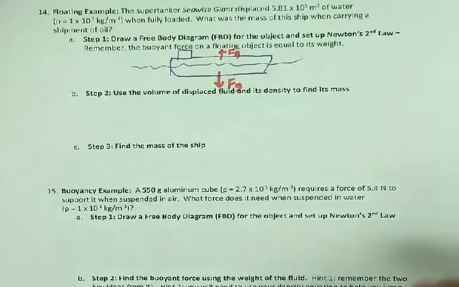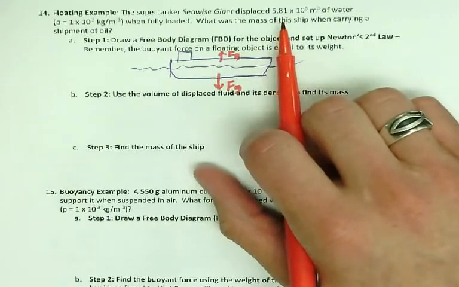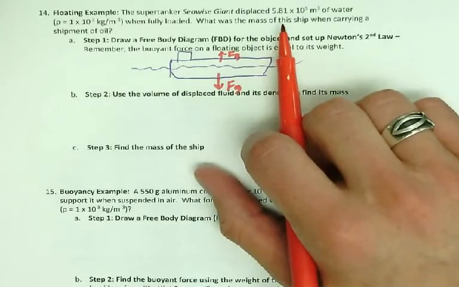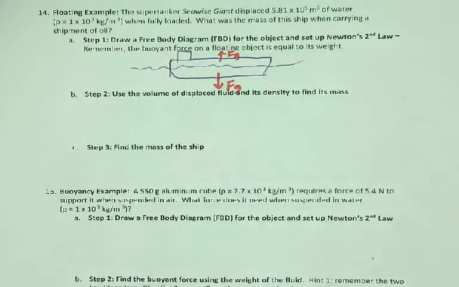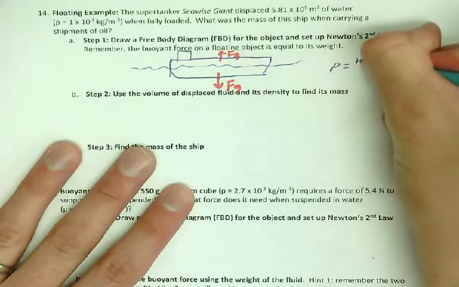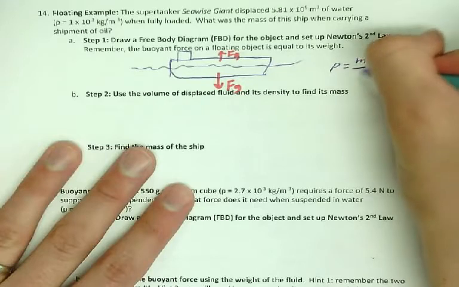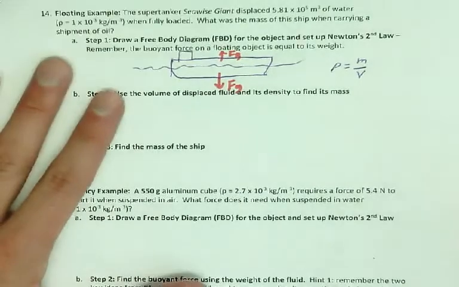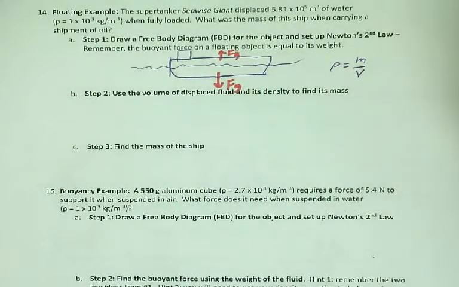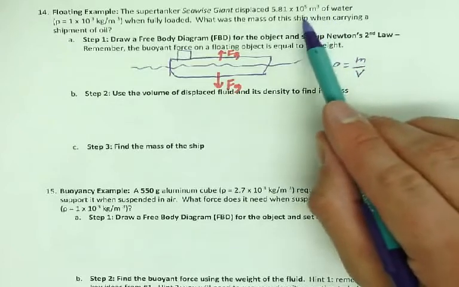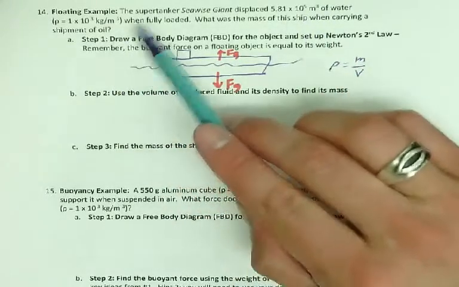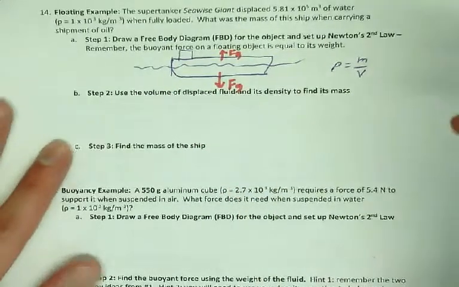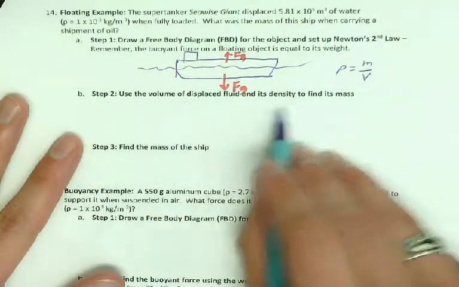Okay, we're looking for the mass of the ship. And when we think about mass and displacement and density and all that kind of stuff, we think about this equation. Density equals mass over volume. Okay? So we know the volume, the amount of water that's displaced, and we know the density of the water. That's going to allow us to find the mass of the water. So use the volume of the fluid to find its density.